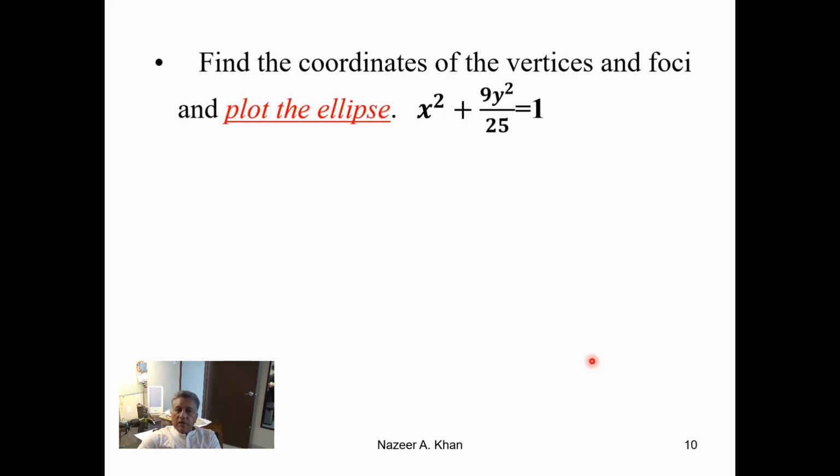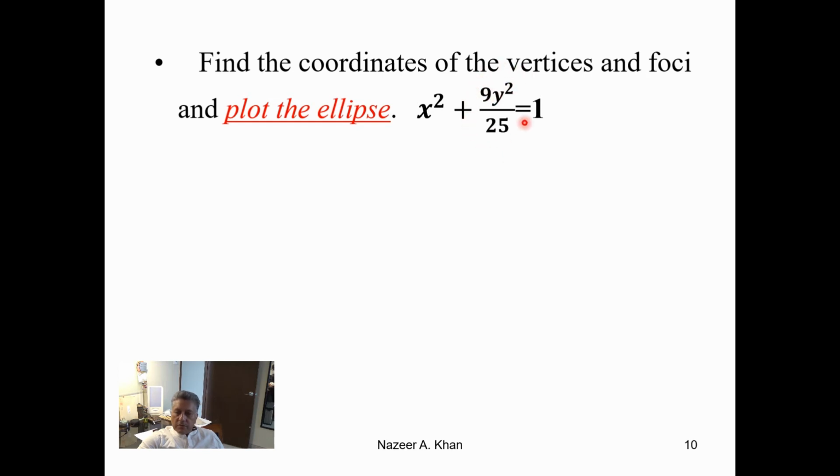When we look at this, find the coordinates of the vertices and the foci and plot the ellipse. So this is a little bit different again. Because there's no x term up here and no y term to the first power, we know that the center is at the origin, but this doesn't match the form that we want. The 9 has to go.